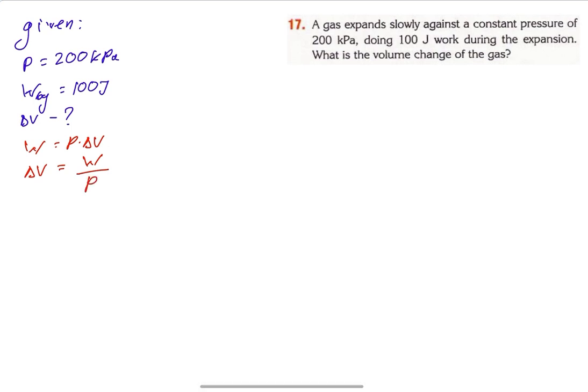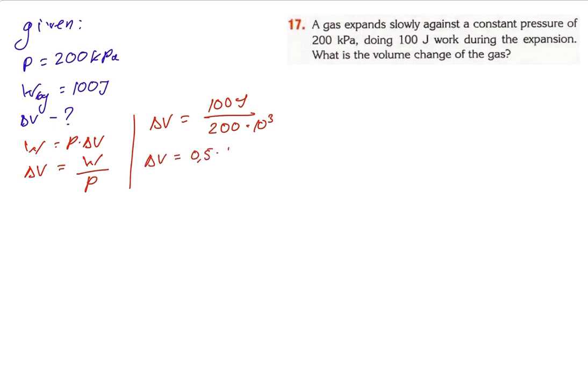So here in this question, delta V will be equal to 100 joules over 200 times 10 to the power of 3. So delta V will be equal to 0.5 times 10 to the power of negative 3 meters cubed, or I can show it in liters. It will be 0.5 liters.